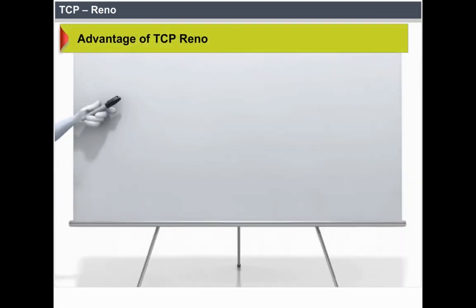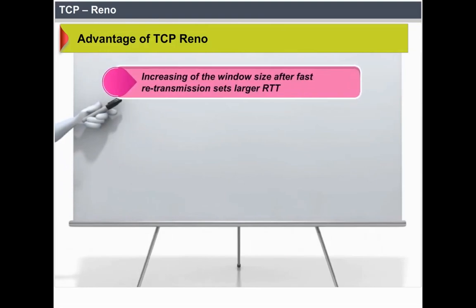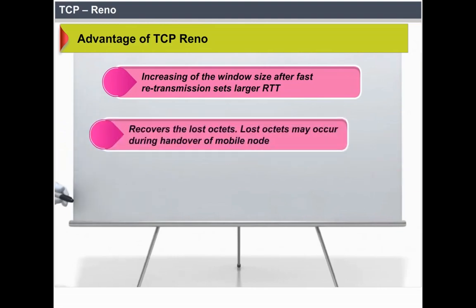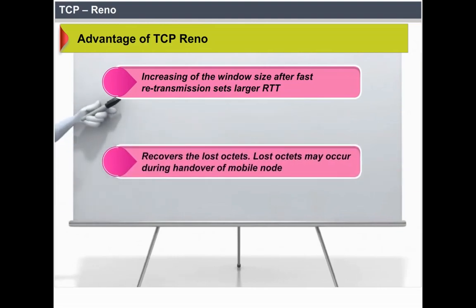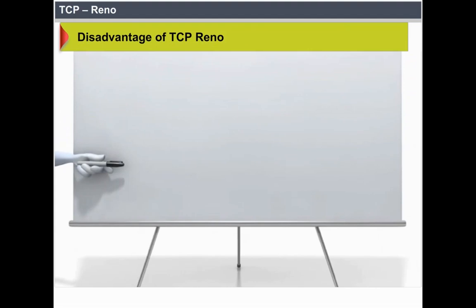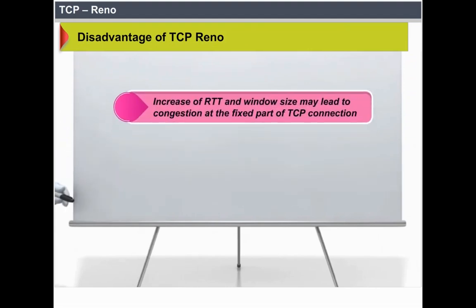Advantage of TCP Reno: increasing the window size after fast retransmission sets a large RTT and recovers the lost octets. Lost octets may occur during handover of the mobile node. Disadvantage of TCP Reno: increase in RTT and window size may lead to congestion at the fixed part of the TCP connection.